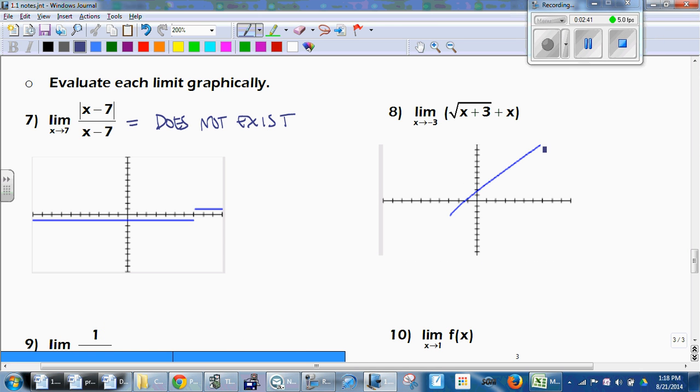Well, from the right as we approach -3, it looks like it's approaching -3 for y also. Right, if we try direct substitution here, put -3 in, we get 0 plus -3, so it seems like -3 would be our answer. But remember, it has to approach the same value from both sides. There's nothing on the left side of this graph for us to approach. Since we can't do it from both sides, that means this limit does not exist either. So I'm just going to use DNE.